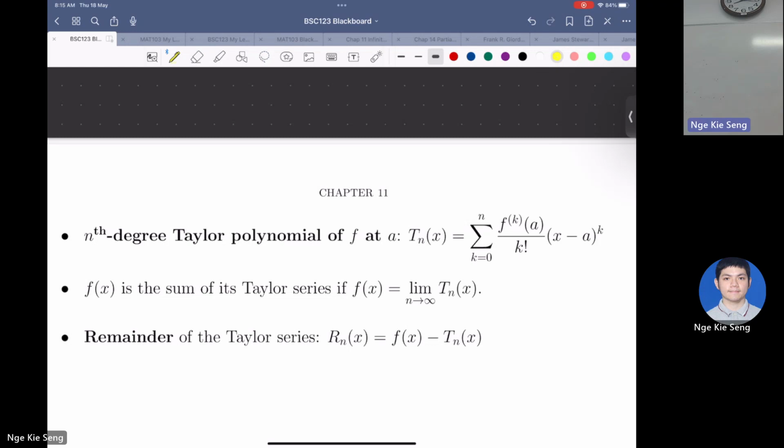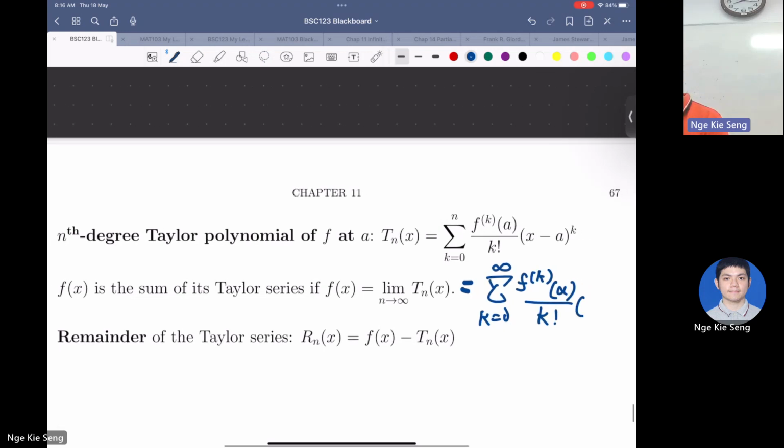f(x), the function, is the sum of the Taylor series if f(x) equals the limit of your partial sums, which means you take the infinite series. Make sense? So I can write here, this is equal to the infinite series. If it converges, then the power series representation equals the actual function.